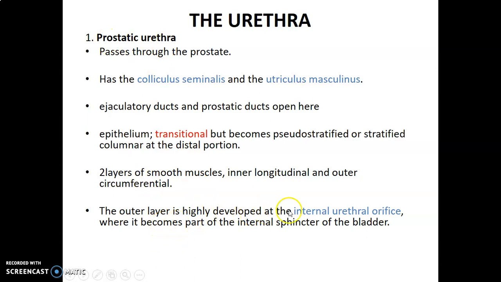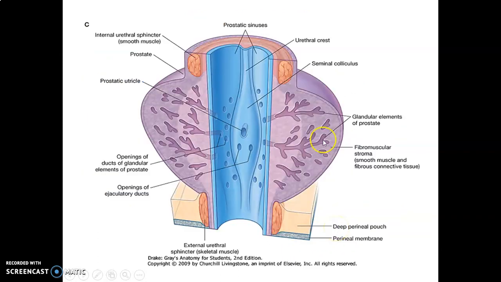The outer layer is highly developed at the internal urethral orifice, and this forms the internal sphincter of the urinary bladder. So this is your prostatic urethra. You can appreciate the prostatic utricle and the two openings of the ejaculatory ducts. Then we have openings of ducts of the prostate gland itself on the side. So prostate gland openings are here, while the openings of the ejaculatory ducts are at the center of the prostatic urethra. So the seminal colliculus contains the opening of the prostatic utricle and ejaculatory duct. The gland itself opens at this area.